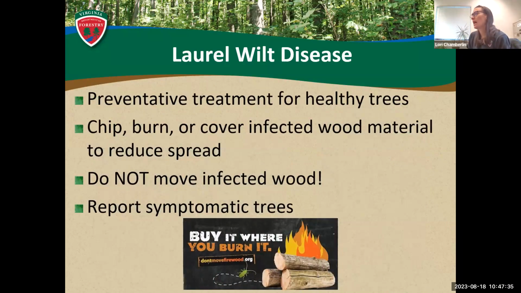So what can we do? There are preventative treatments, but these treatments are for healthy trees. Once a tree is infected with the disease, there's not much you can do. So when that happens, we recommend chipping, burning, or covering infected wood material to reduce the spread of the inoculum. Of course, we always say don't move firewood. And if you think you have laurel wilt disease, if you see these different signs and symptoms on sassafras or spicebush or red bay, please let us know, because currently the only known detection of laurel wilt in Virginia is in Scott County in Southwest Virginia.